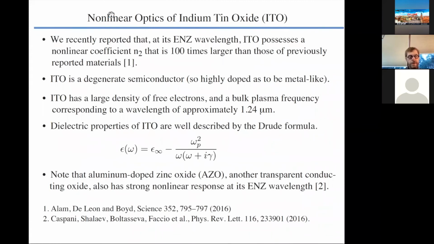In my work, we've chosen to use indium tin oxide. It gives a very, very strong nonlinear response, 100 times larger than those of previously reported materials. Indium tin oxide is a degenerate semiconductor, meaning it's so highly doped as to be metal-like. It thus has a large density of free electrons and a bulk plasma frequency corresponding to a wavelength of 1.24 microns. We found that its dielectric properties are well described by the Drude formula.